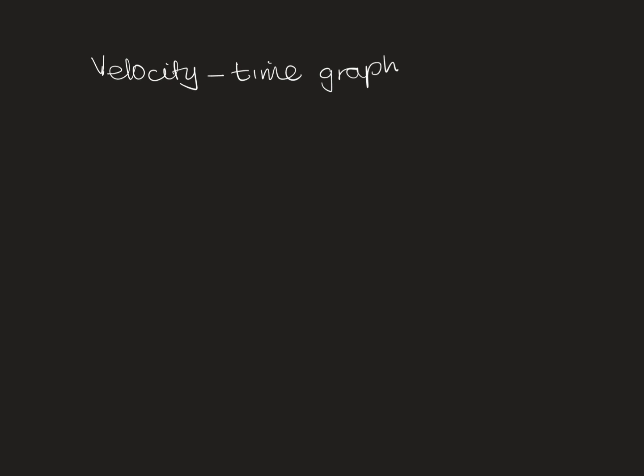Today we are going to talk about some important points regarding velocity time graph. On a velocity time graph, we know that we will have velocity v measured in meters per second on the y-axis, and we will have time measured in seconds and represented on the x-axis. This point represents the origin O.